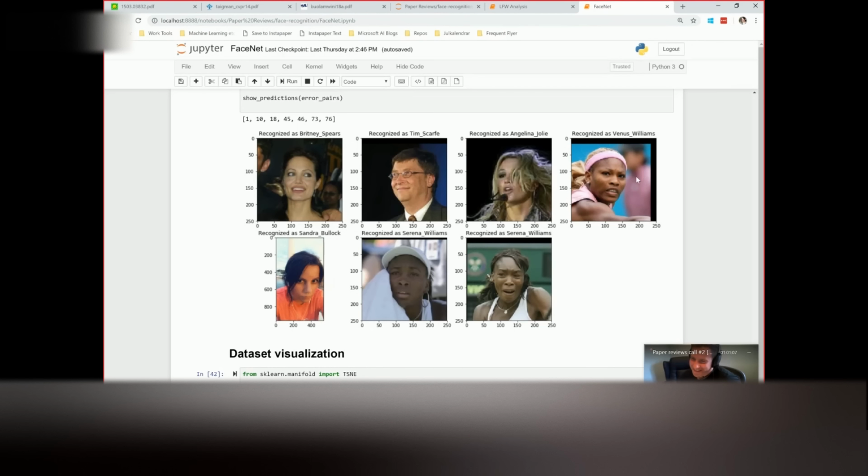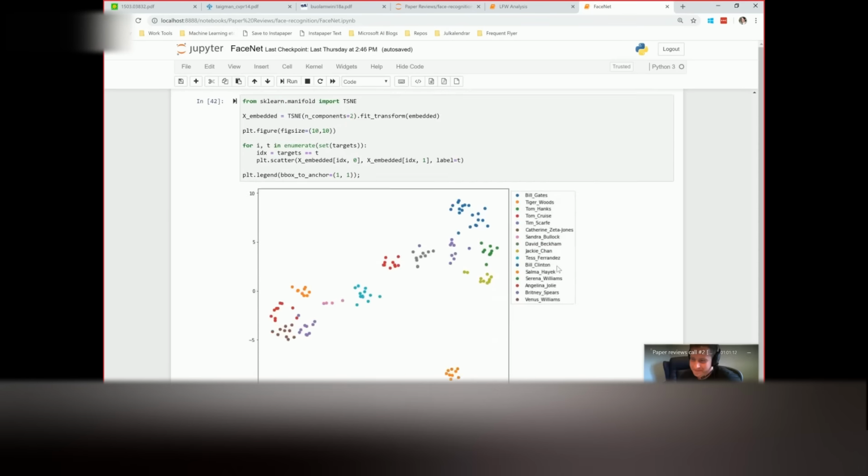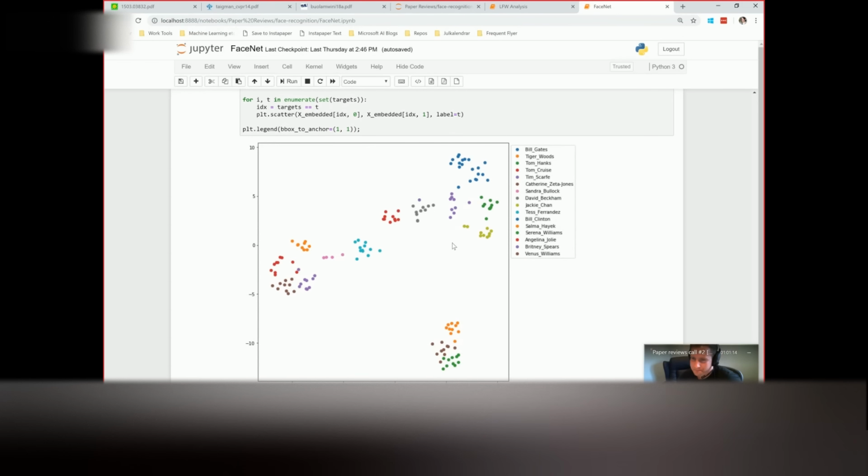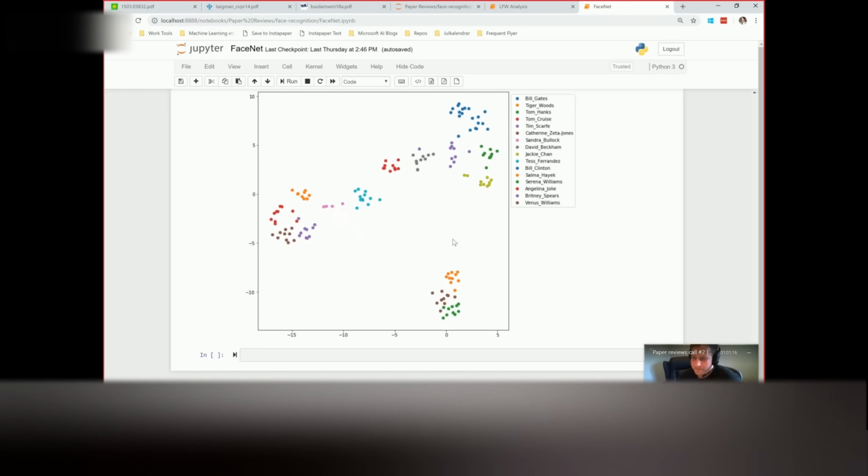But also Serena and Venus are misclassified as each other. And here is the t-SNE visualization. So with that, I'll leave.